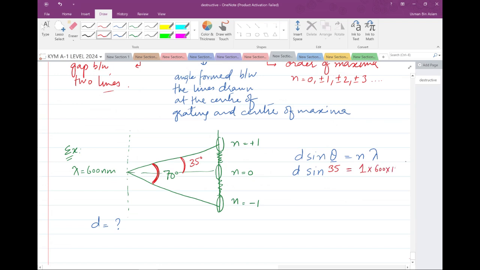Nano stands for 10 raised to power minus 9. So the d comes out to be 600 into 10 raised to power minus 9 divided by the sine of 35. If you just solve that, this would tell you what is the gap between two lines on the diffraction grating.